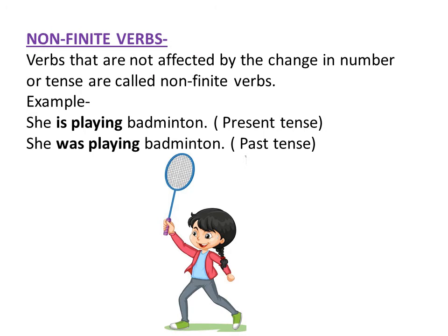Non-finite verbs. Verbs that are not affected by the change in the number or tense are called non-finite verbs. For example, she is playing badminton. Present tense. She was playing badminton. Past tense. Here we can see the verb playing is not affected by the tense of these sentences.